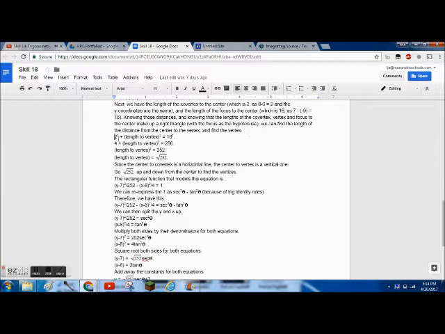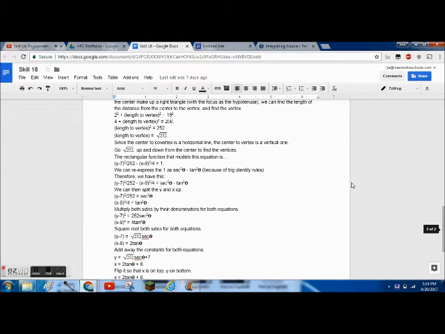2 squared plus the length of the vertex squared equals 16 squared. Actually working that out, we get that the length to the vertex squared is 252. So the length to the vertex will be the square root of 252. Notice that the negative is not here because distance cannot be negative. Since the center to covertex is a horizontal line, the center to vertex is a vertical one.